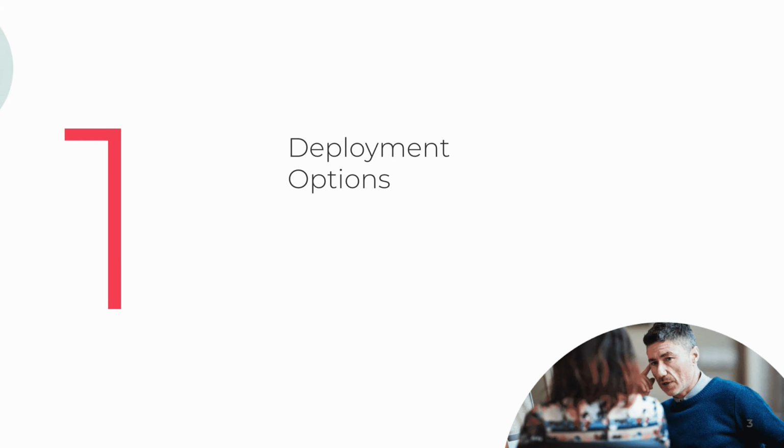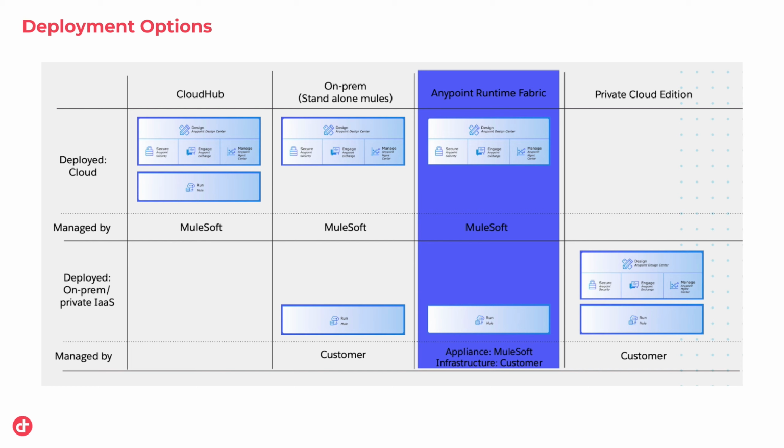So, what are our deployment options with MuleSoft? First, the cloud app. As we are all aware, it is fully managed by MuleSoft. The second deployment option is on-prem, where you are responsible for all the infrastructure. The third one is the topic that we will be going over today, which is Anypoint Runtime Fabric. And the last one, private cloud edition, where you manage everything about the Mule, including the control plane.